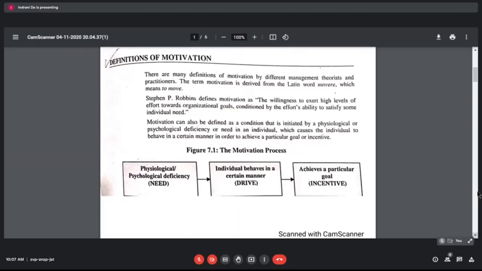Suppose you are thirsty, you are hungry. So you have a need for water and a need for food. That is the physiological deficiency you have. It could be some psychological deficiency also, like if you are looking for companionship or friendship, that is your psychological need. So a physiological or psychological need is there, and the individual behaves in a certain manner.